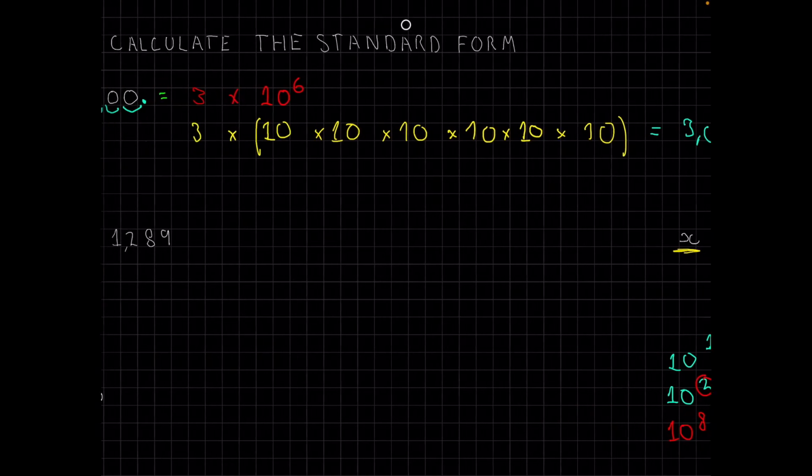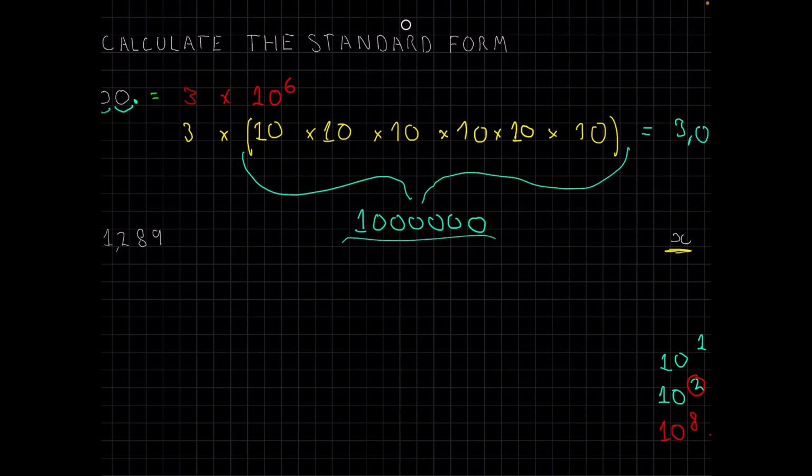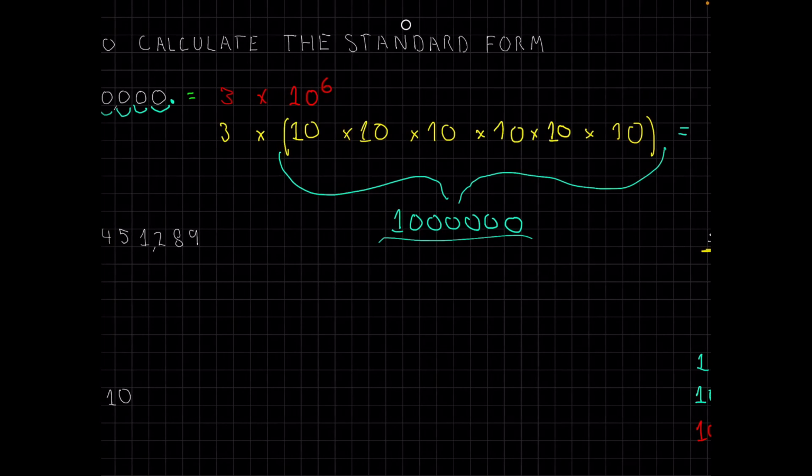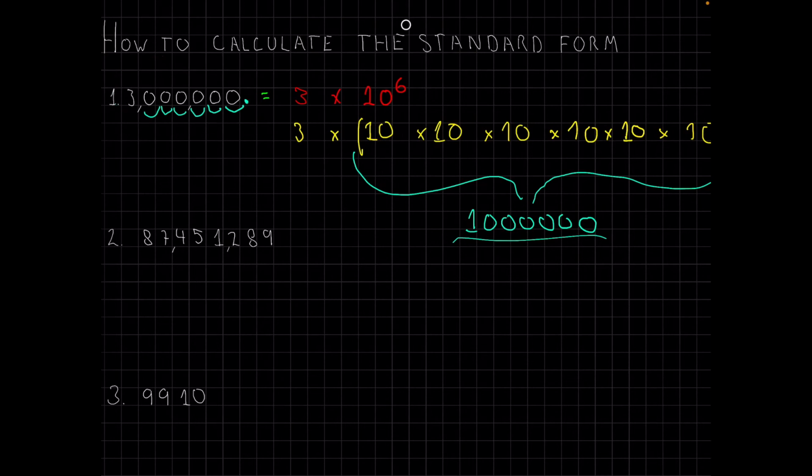Now, how this works is that 10 times 10 times 10 times 10 times 10 times 10 is also known as 10 to the power of 6. So if we take all of this, then this is worth 1 million. Right? So 3 times 1 million is what? It's obviously going to be 3 million, which is what we have over here. So that is how to write down 3 million in standard form.